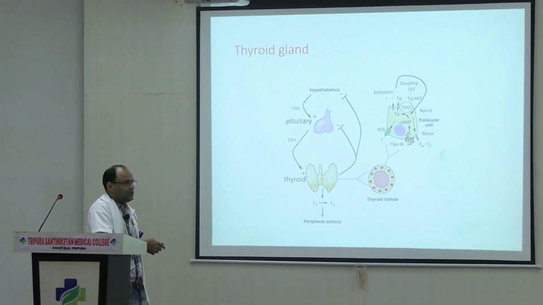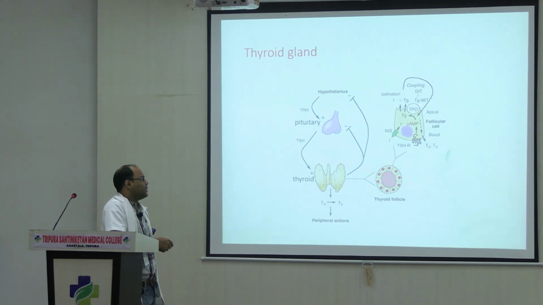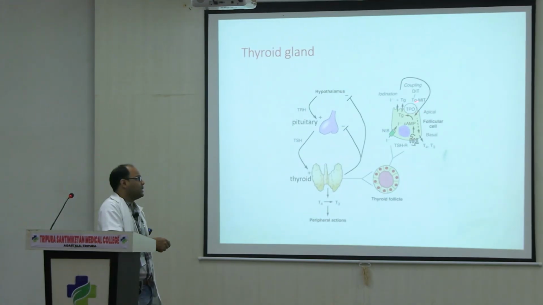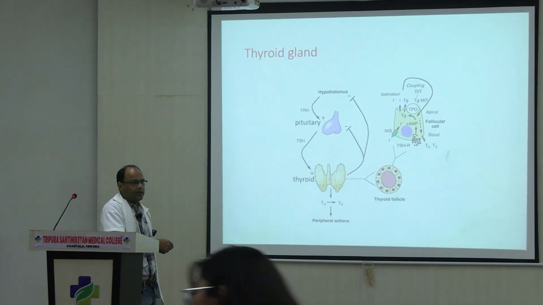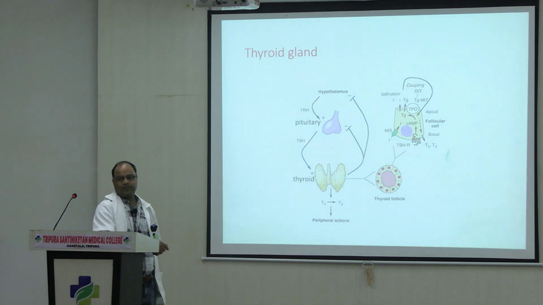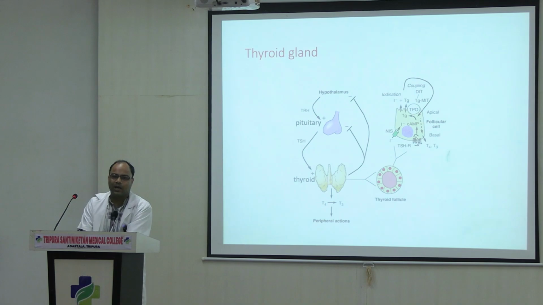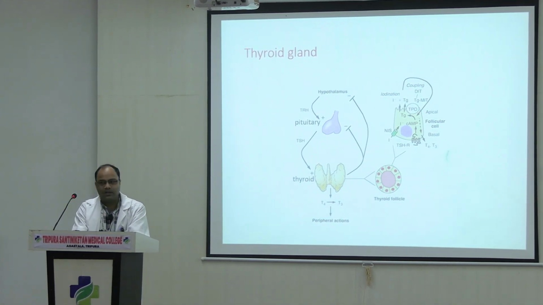In some disease conditions, like autoimmune disease, antibodies sometimes develop against this enzyme. That is called anti-TPO antibody, and this antibody destroys the enzyme and causes hypothyroidism. It is called Hashimoto thyroiditis. I will come to it later, just listen for now.